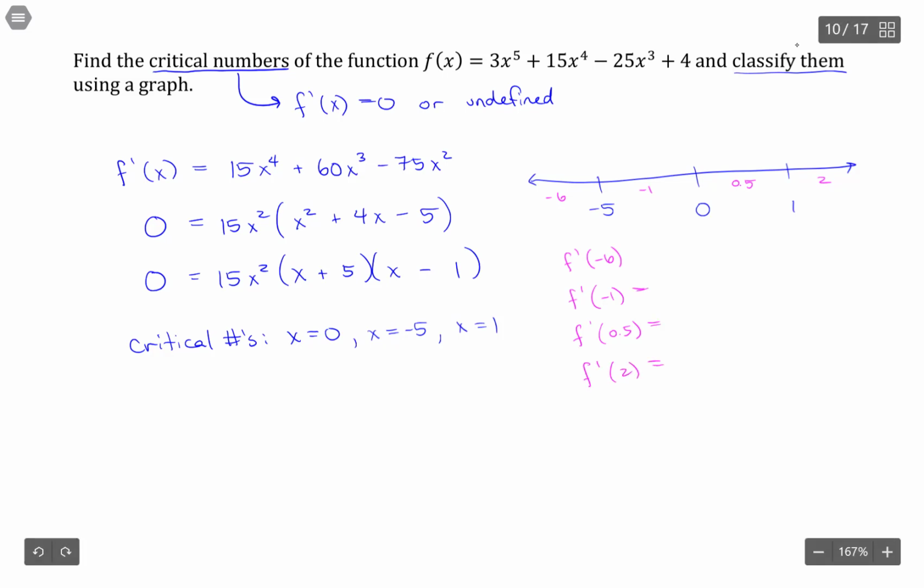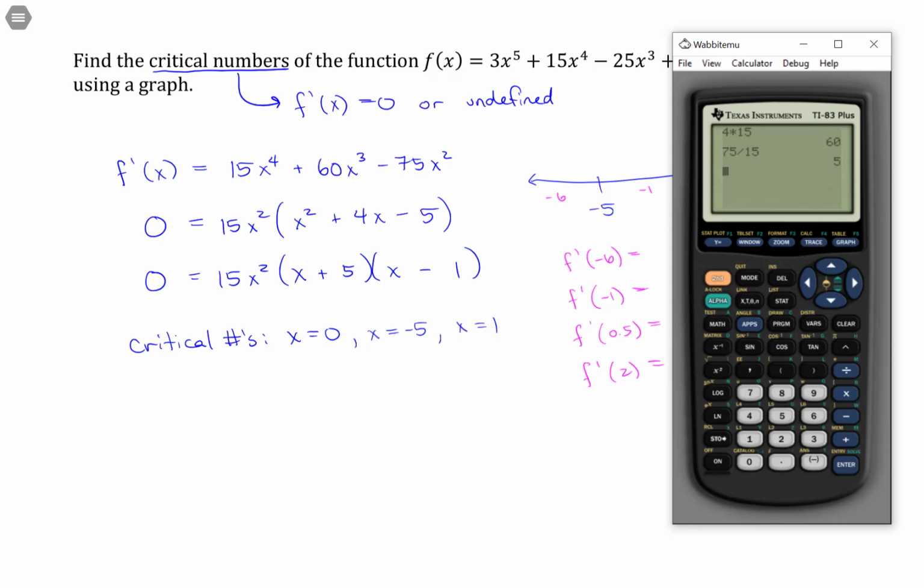So the next thing that I'm going to do is determine if the first derivative is positive or negative on each of these intervals. And I think the easiest way of doing that, because I have so many values, is just to use the table feature within the calculator. So 15x to the 4th plus 60x cubed minus 75x squared. And if I go to the table and start putting in these values that are of interest here, -6, -1, 0.5, and 2.